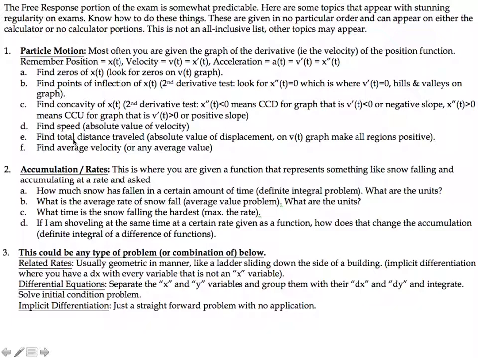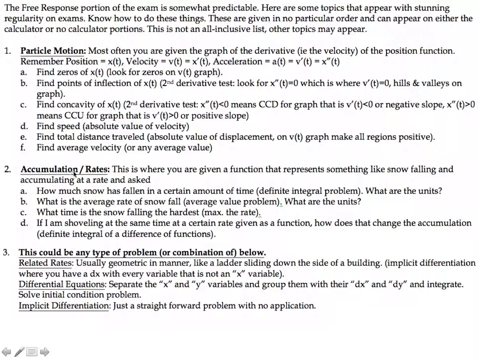So speed, total distance: speed is the absolute value of velocity, total distance is the absolute value of position. Make all regions positive as you integrate. Average velocity is algebra. It's an algebraic slope of the position time curve.